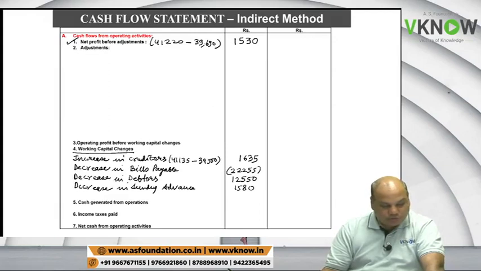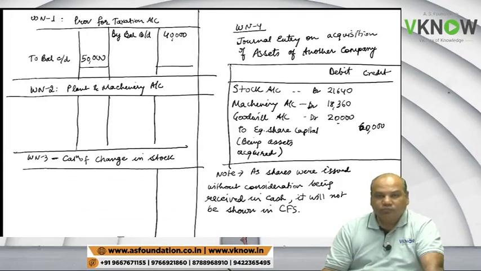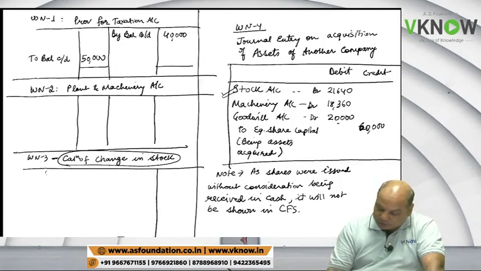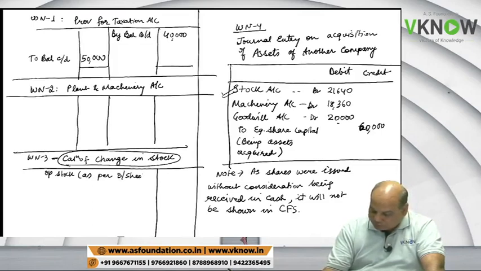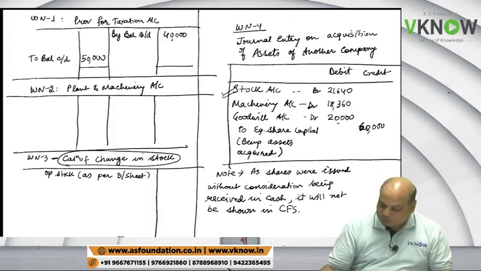Next line, stock, but stock has an adjustment. I will come to working note 3. Please come to working note 3 on the screen left side, change in stock. Because there is an adjustment here, I will write like this: opening stock as per balance sheet. This is given to us, 111040.